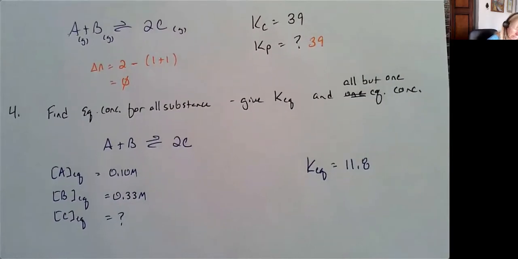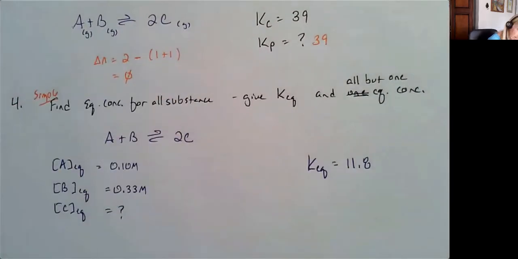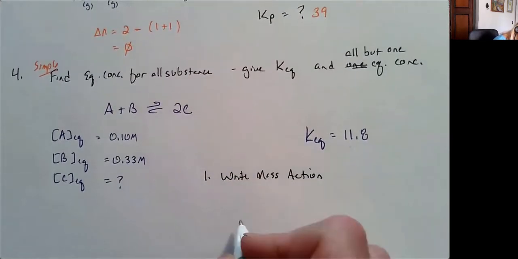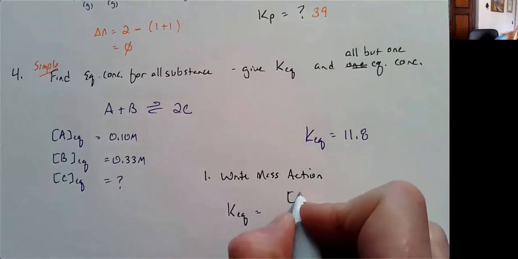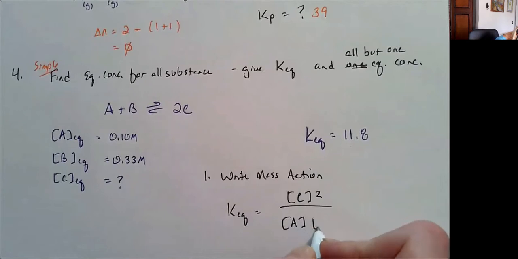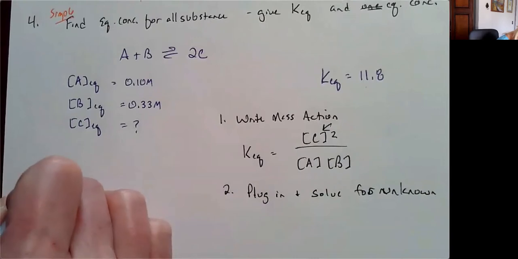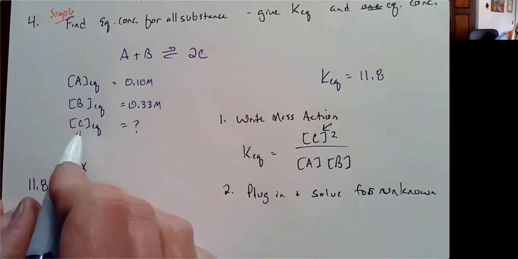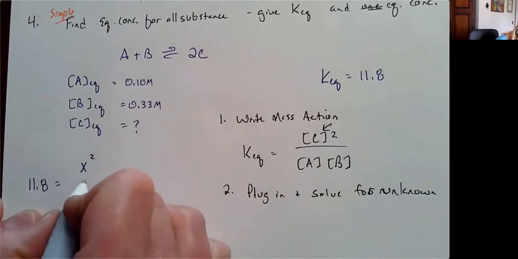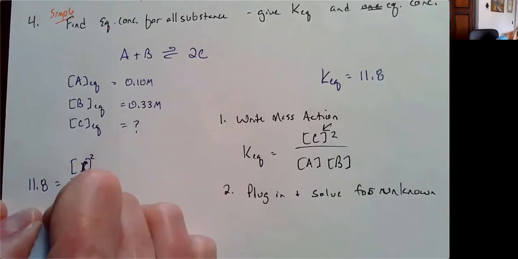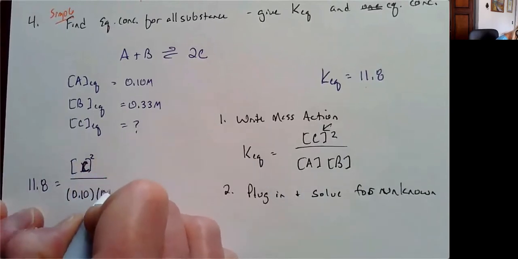So this is also a very simple case, because all I need to do is, one, write my mass action. So my mass action for this is KEQ equals C squared over AB. And then two, I'm going to plug in and solve for my unknown. My unknown in this case is going to be this guy. So my KEQ is 11.8. I don't know C, so I'm just going to assign that X. Well, we'll call that C, just so we don't confuse. I'm looking for 0.10 and 0.33 molar.